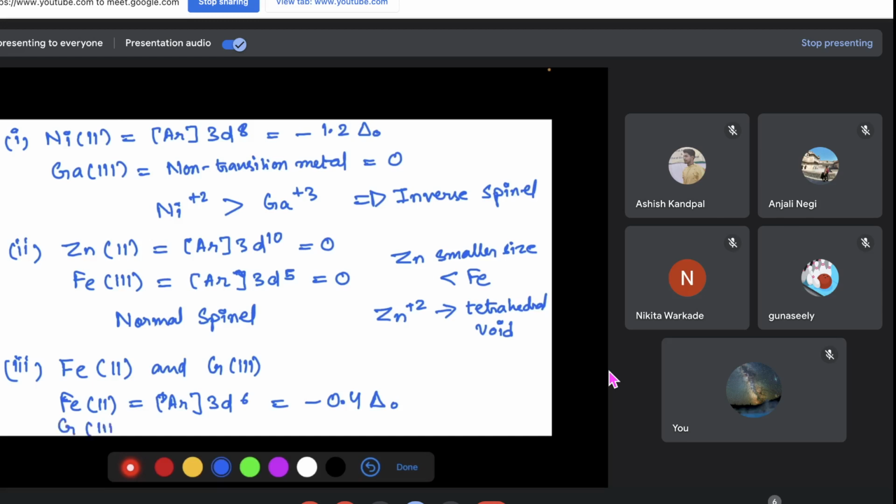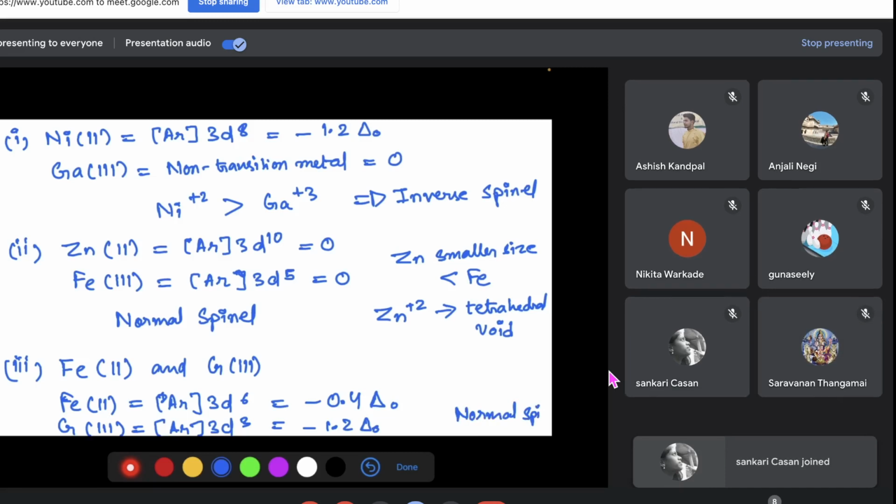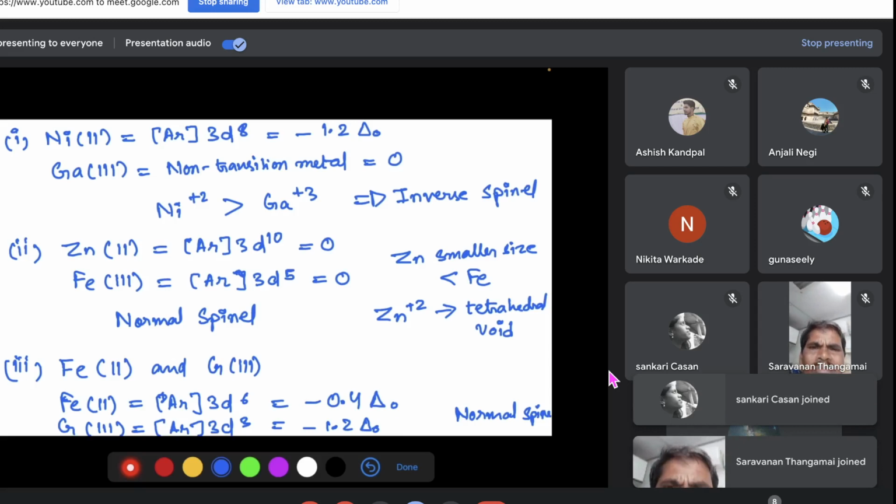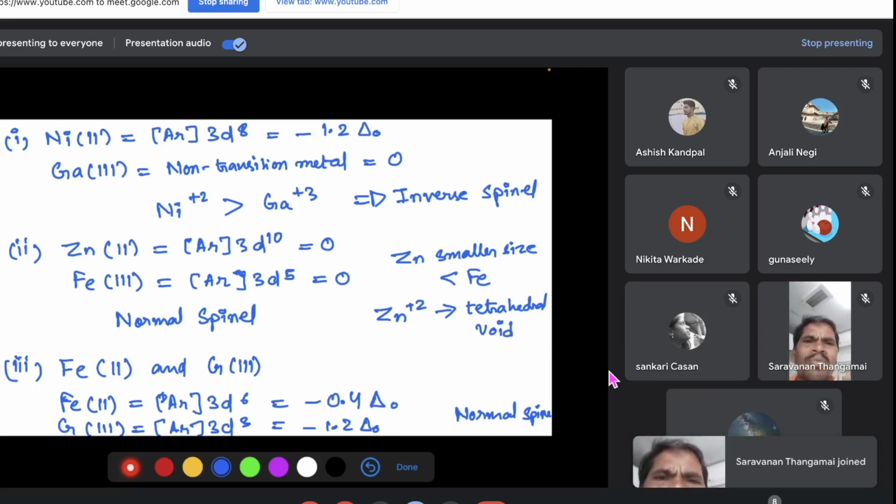With chromium having electronic configuration 3d3, the CFSE is minus 1.2 del naught, and hence it is again a normal spinel, because my divalent CFSE is larger than my trivalent metal ion.